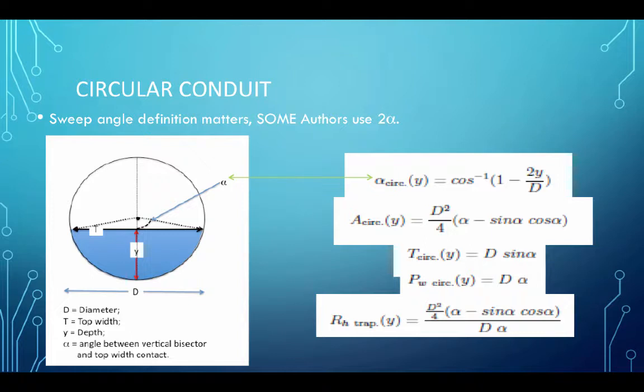Once we have defined alpha as a function of depth, the remaining terms can be represented as functions of alpha. And since alpha is a function of depth, they're also a function of depth. So the area of the circular conduit as a function of y is the diameter squared over 4 multiplied by the quantity alpha minus sine alpha cosine alpha. It's important to remember that alpha has to be expressed in radians.